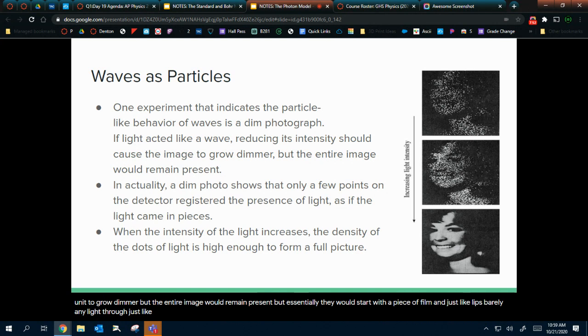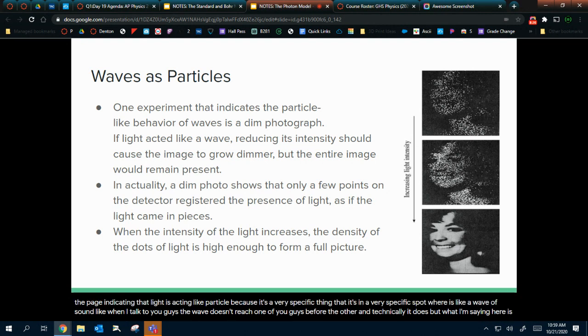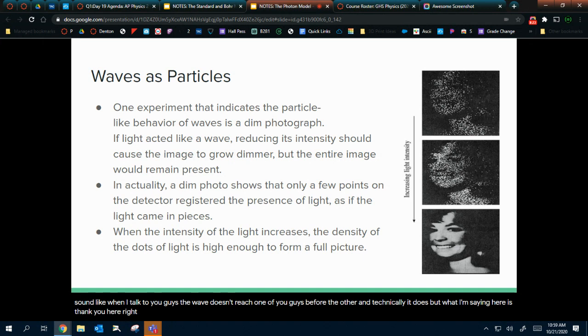And what ends up developing under very strict circumstances is not that you see the whole picture, but you just see dots that hit the page, indicating that light is acting like a particle because it's a very specific thing that hits in a very specific spot. Whereas like a wave of sound, like when I talk to you guys, the wave doesn't reach one of you guys before the other. I mean, technically it does. But what I'm saying here is not just one of you can hear me, right? Like the sound that comes out of my mouth is spread out to the whole room.